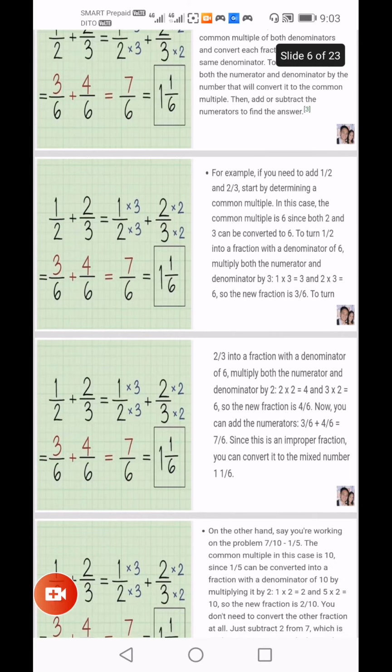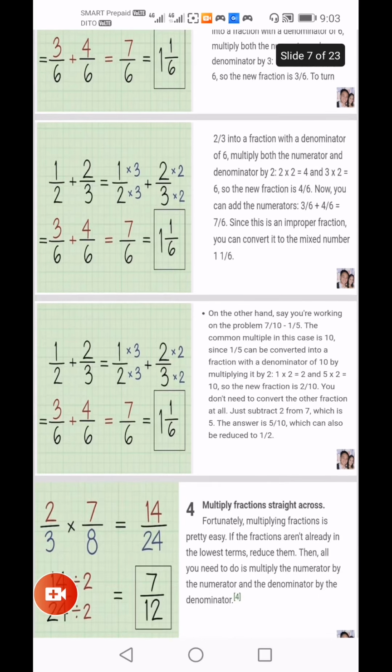For example, if you need to add 1 over 2 and 2 over 3, start by determining a common multiple. In this case, the common multiple is 6, since both 2 and 3 can be converted to 6. To turn 1 over 2 into a fraction with a denominator of 6, multiply both the numerator and denominator by 3. 1 times 3 equals 3, and 2 times 3 equals 6. So the new fraction is 3 over 6.